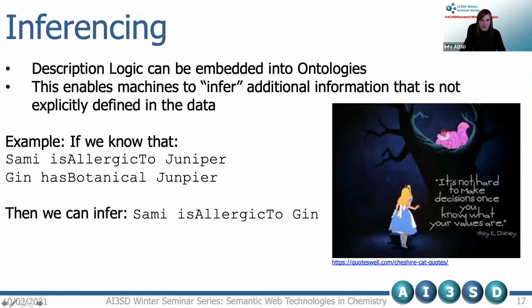The next is inferencing. So we can add description logic to our ontologies, and we can set the domains and the ranges of relationships and set different restrictions on them, and then run a reasoner to see what new information can be inferred that wasn't explicitly defined in the data.